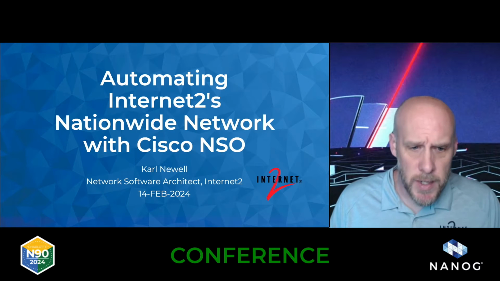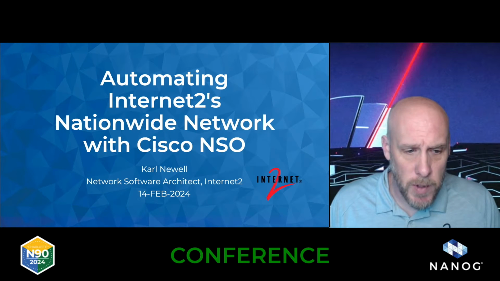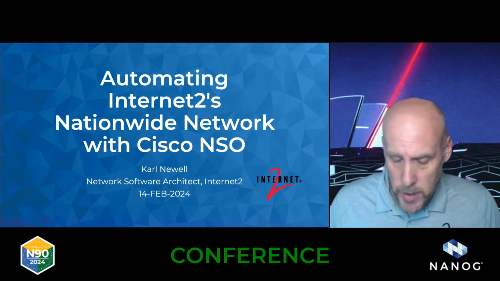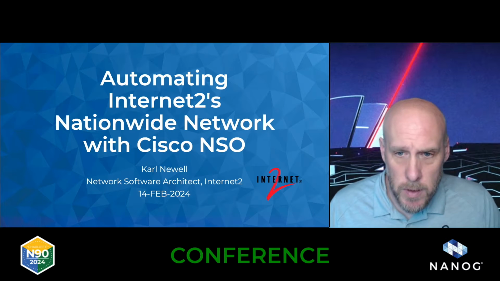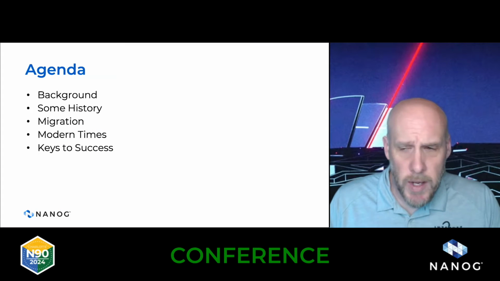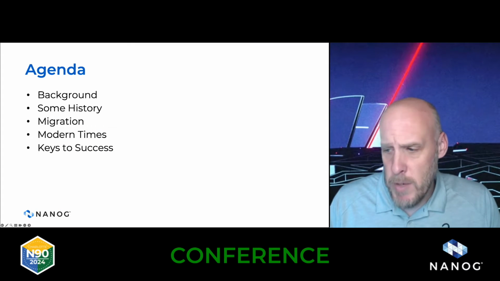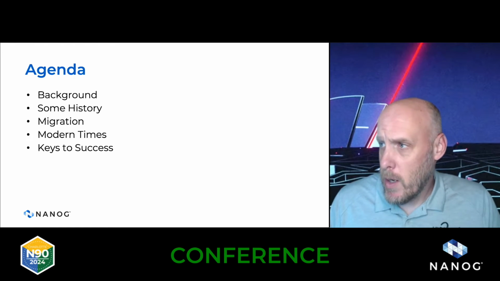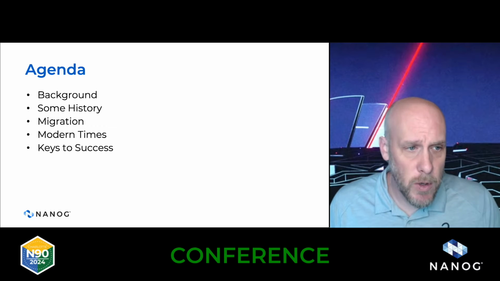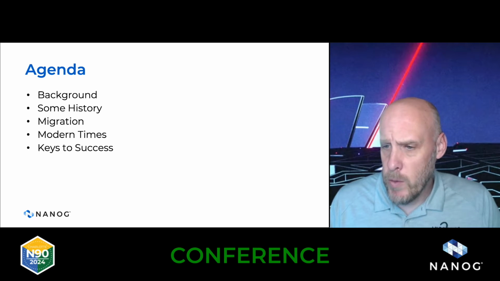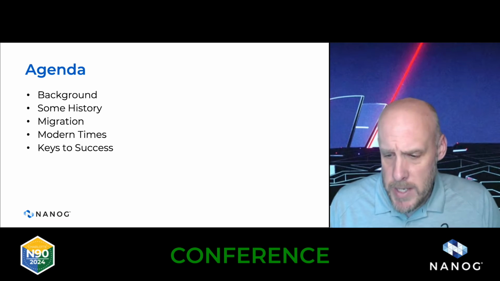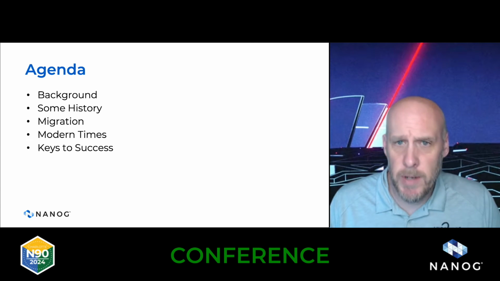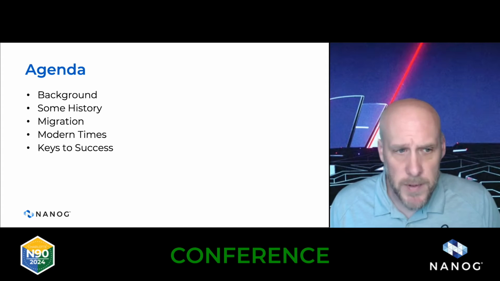But I'm not going to just focus on NSO for this talk. I'll talk about some of the other tools we use for automating our network, and give an overview of that. So I'll give a background of Internet2, some history on our automation efforts, with a focus on our migration when we upgraded our network a couple years ago, what we're currently doing with software and automation, and lastly, keys to success. And hint, it's not about technology. It was a lot about our processes.